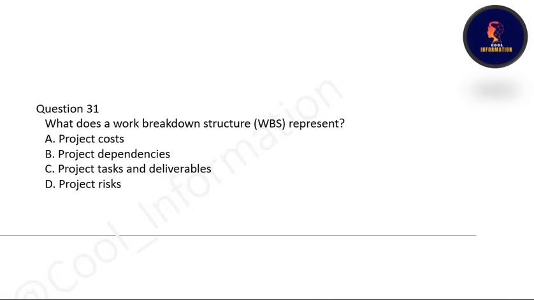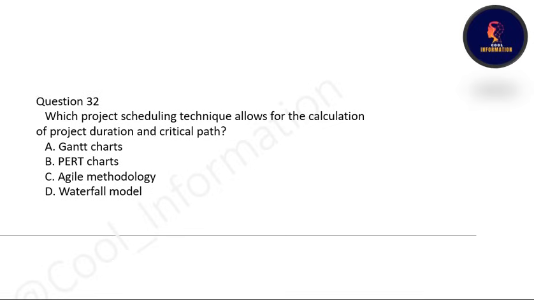Next question is, what does a work breakdown structure represent? So work breakdown structure represent the project task and deliverables. Option C is correct. Next question is, which project scheduling technique allows for the calculation of project duration and critical path? Correct option is option number B. PERT chart is used for that.